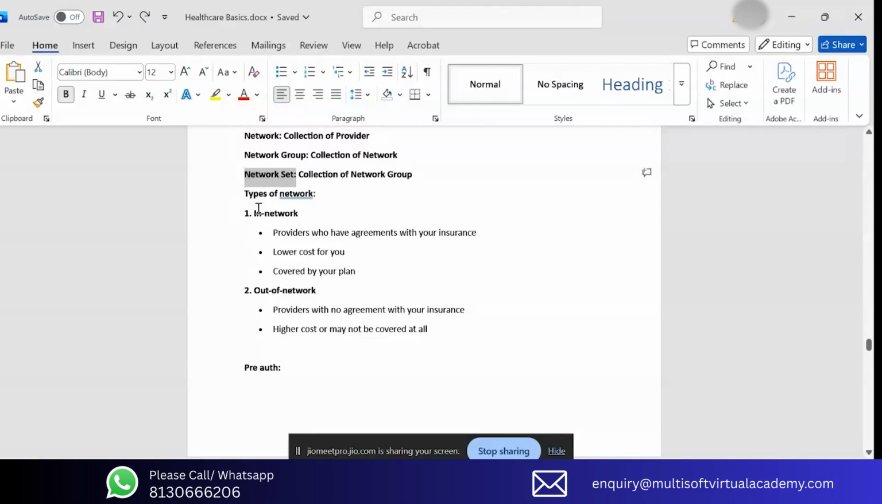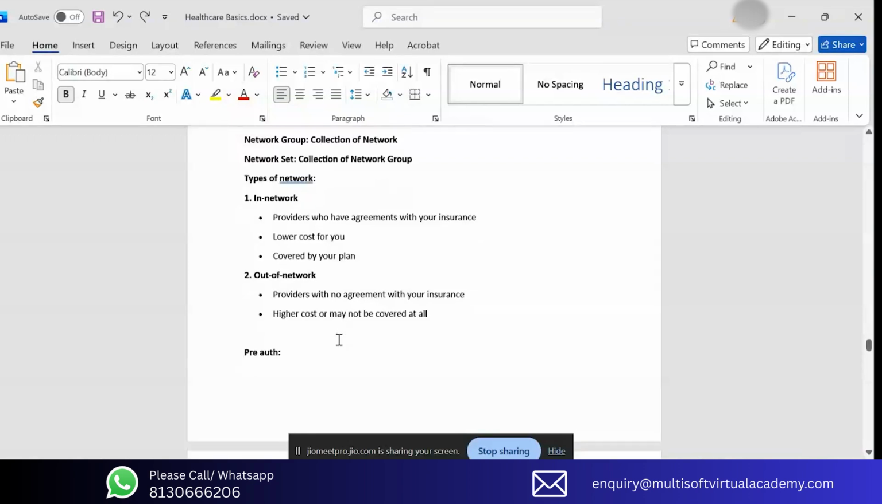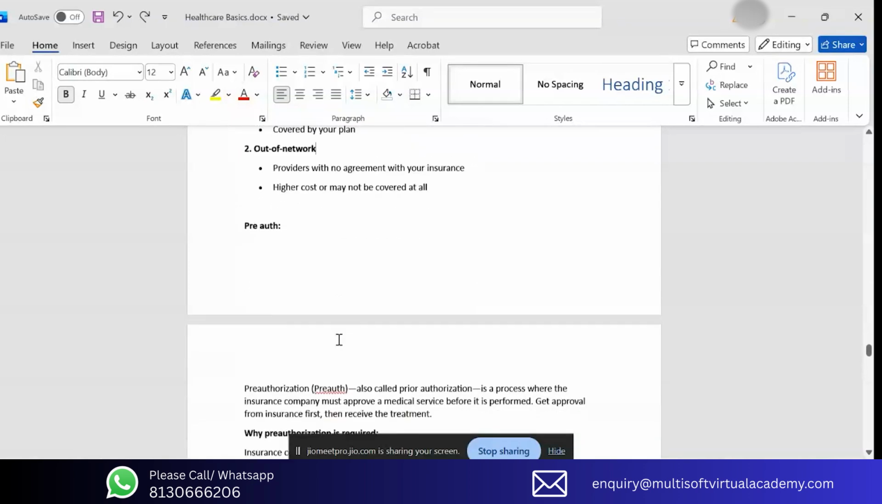When you say in-network, the cost will be comparatively very low. When there is a necessity to visit a provider or take any services from out of network, the cost will be higher. It is always important to check the plan to see whether out-of-network is covered or not. If it is covered, then the insurance is going to pay; otherwise, you need to pay from your pocket. So that is how it works.